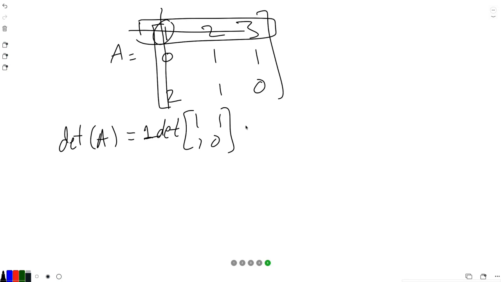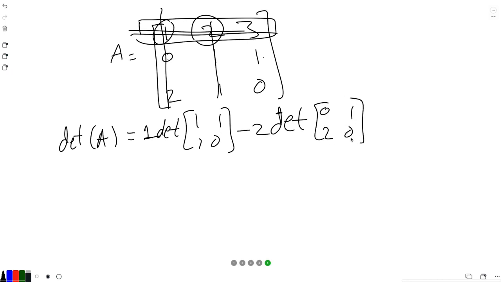Then we take the second element. The second element is 2, but as I said, we change the sign, so it becomes -2 times what? Times the determinant of the minor of 2. What is the minor of 2? We remove both of those. It will be [0 1; 2 0]. And finally, plus 3, and we take the minor of this 3, which is [0 1; 2 1], the determinant of [0 1; 2 1].